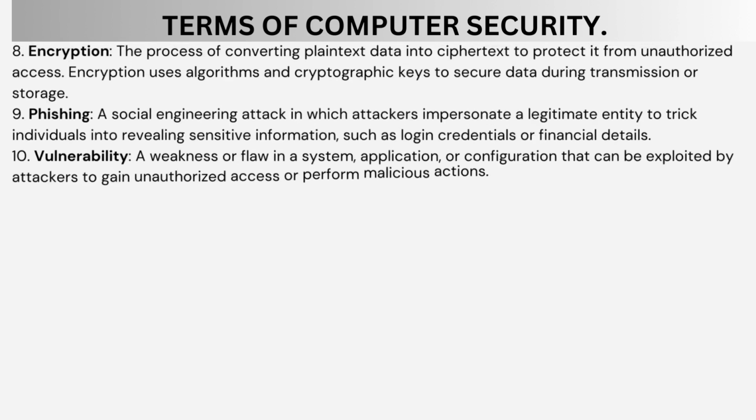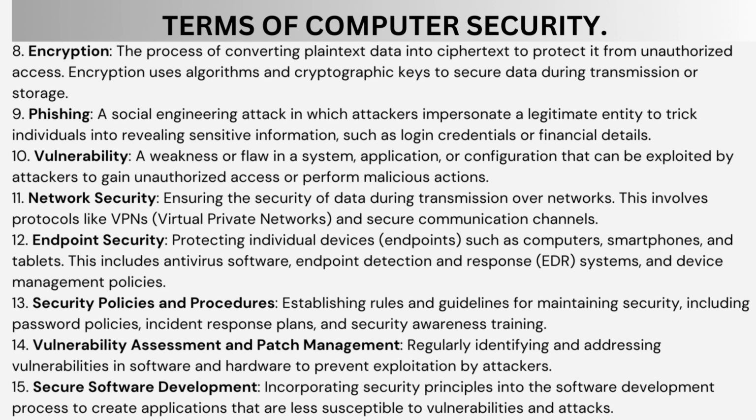Encryption is a process of converting plain text data into ciphertext to protect it from unauthorized access. Encryption uses algorithms and cryptographic keys to secure data during transmission or storage. Phishing is a social engineering attack in which attackers impersonate a legitimate entity to trick individuals into revealing sensitive information such as login credentials or financial details. Vulnerability is a weakness or flaw in a system, application, or configuration that can be exploited by attackers to gain unauthorized access or perform malicious actions.